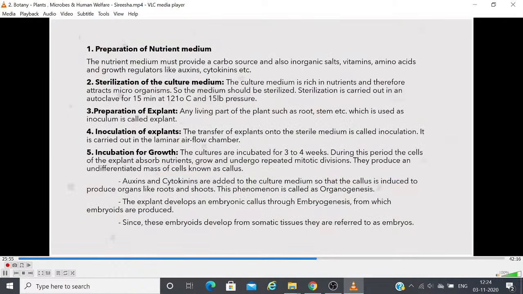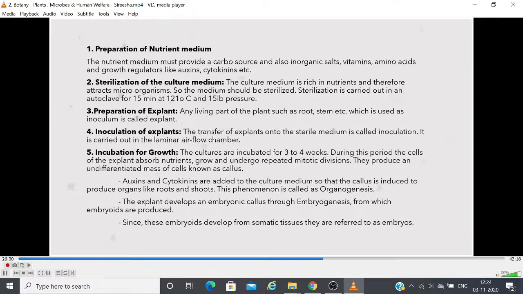Now let us see the steps involved in tissue culture. Preparation of nutrient medium. The nutrient medium must provide a carbon source and also inorganic salts, vitamins, amino acids and growth regulators like auxins, cytokinins, etc. As we said, the cells should grow in a medium, because we are taking not a plant or a seed, but a small amount of cells. So these cells should be kept in a medium.